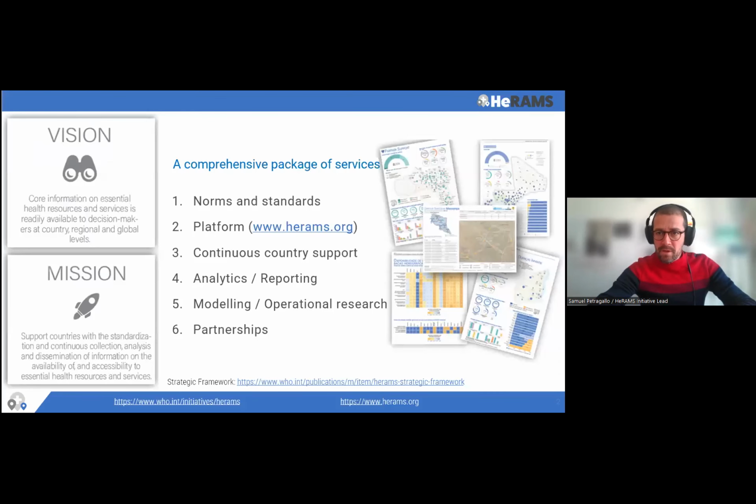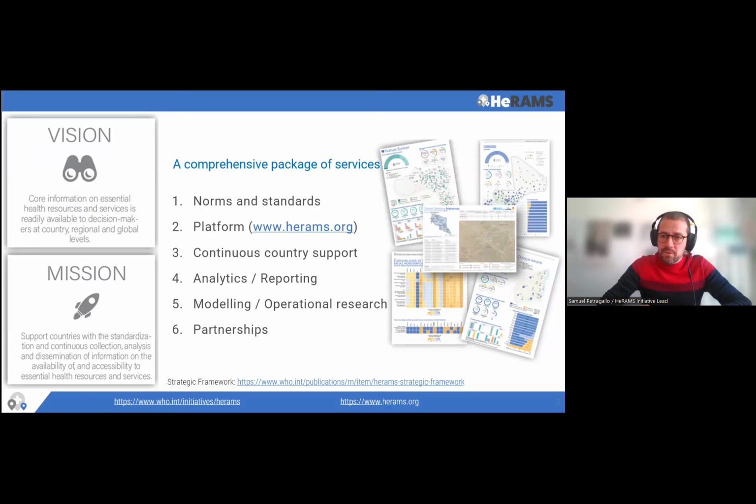So the HERAMS initiative, basically the vision that we've set for the initiative is that core information on essential health resources and services should be readily available, first and foremost at the country level to decision makers, but also generated in a way that allows comparison and hence use at the regional and the global levels.